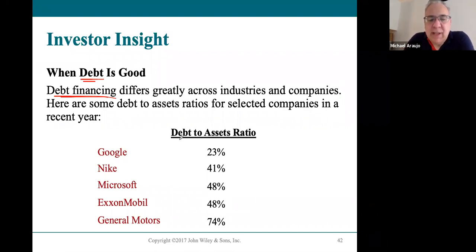Some companies have very low debt to asset ratios. Well, Google, this is mostly intangible asset driven. They need a lot of workers. They need some equipment. Not going to need a lot of debt.